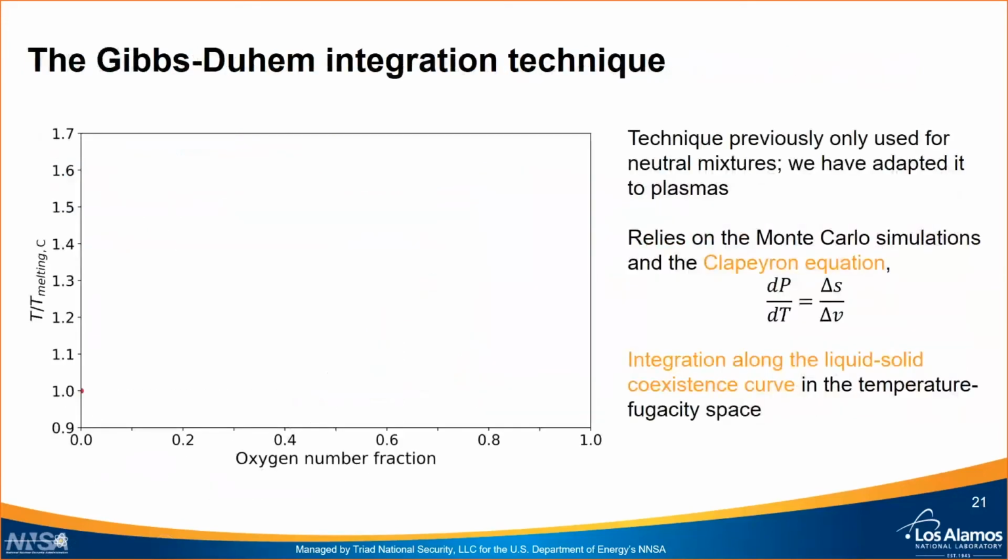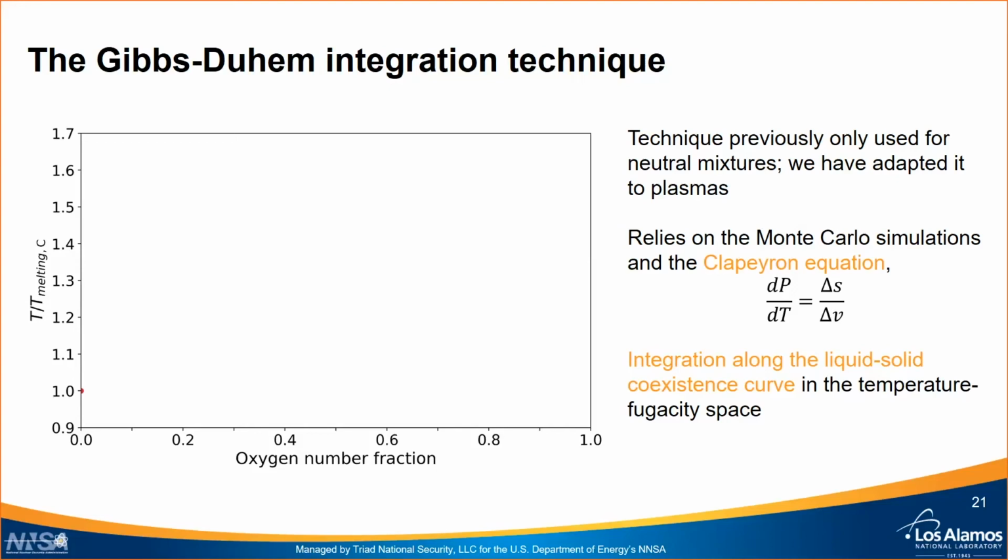So with those limitations in mind, we decided to develop a third avenue to compute phase diagrams of dense plasmas. This method is called the Gibbs-Duhem integration technique. But really, it should simply be called the Clapeyron integration technique because it's based on the Clapeyron equation. It's a technique that has been used in the past for neutral mixtures, but that has never been used up until now for plasmas. It turned out that there were quite a few complications to adapt this method to charged systems because you have to include the electrons, for example.